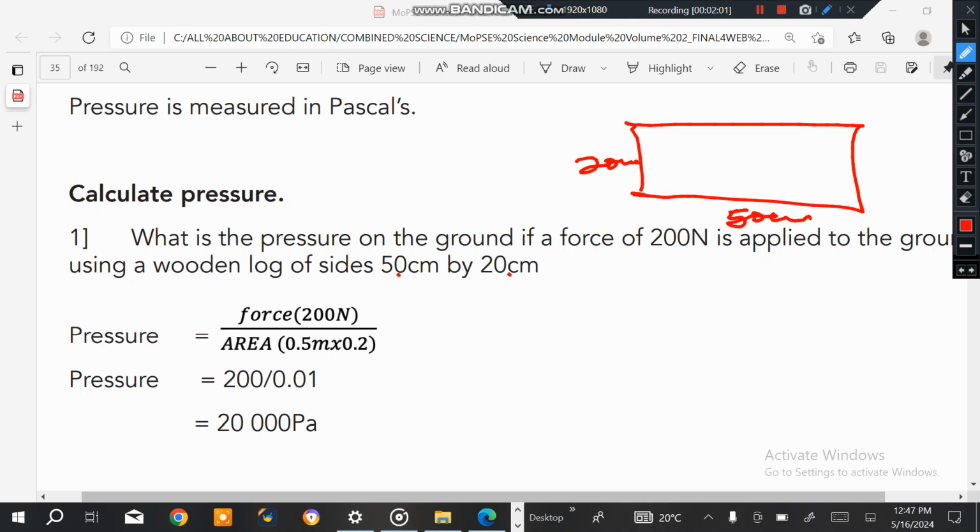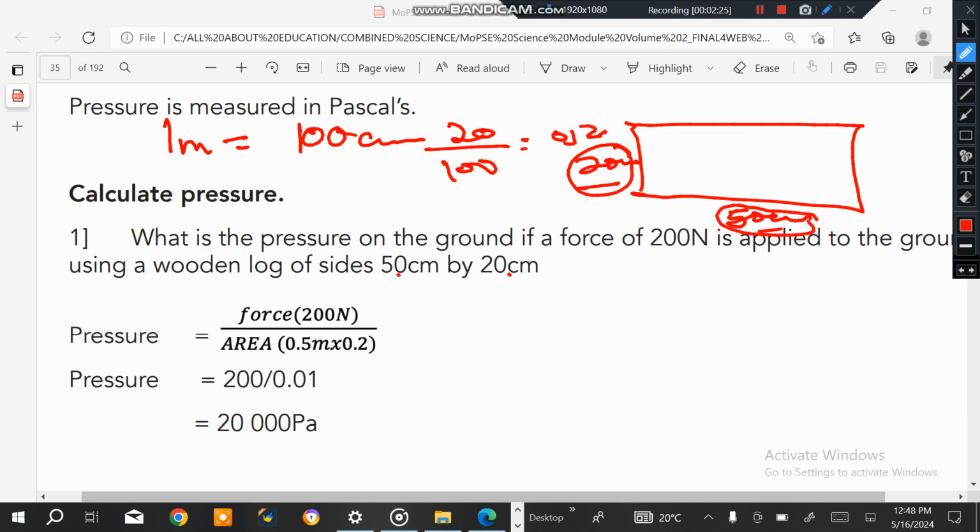Convert this part into meters and this part into meters. I know that 1 meter has 100 centimeters. So for me to convert this one into meters, I have to divide 20 over 100 and I'm going to get 0.2. Then for me to convert this one, I have to divide 50 over 100 and I'm going to get 0.5 meters. The area for this wooden block is supposed to be 0.2 times 0.5.